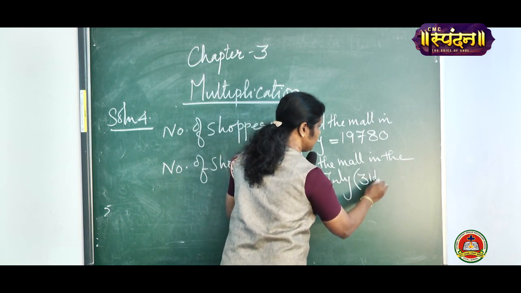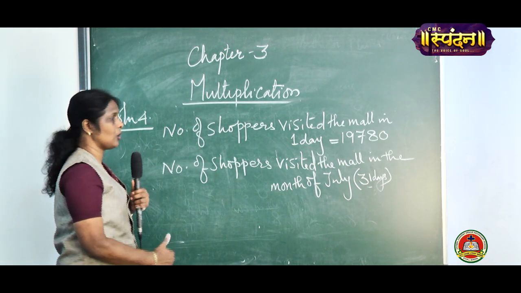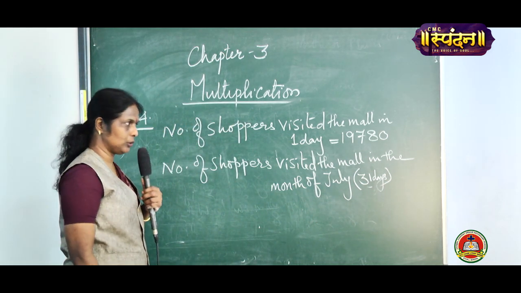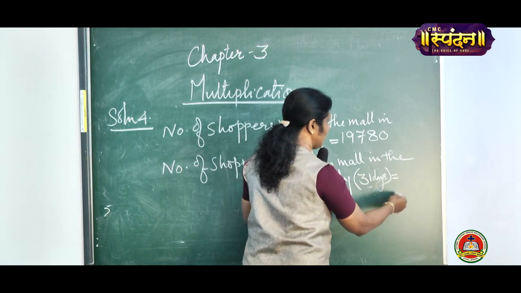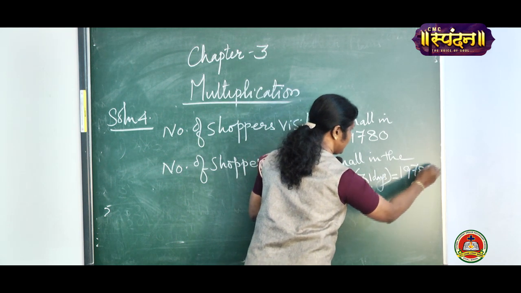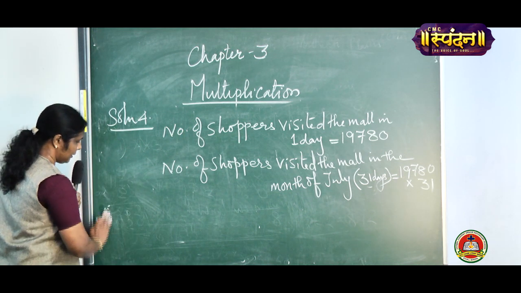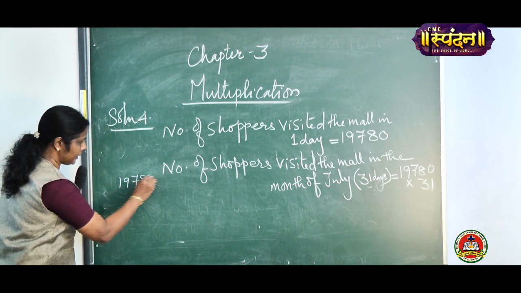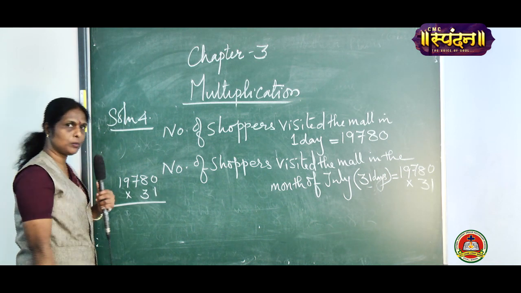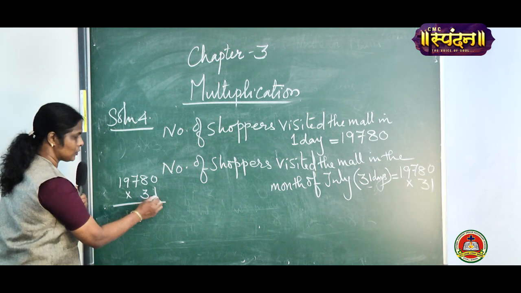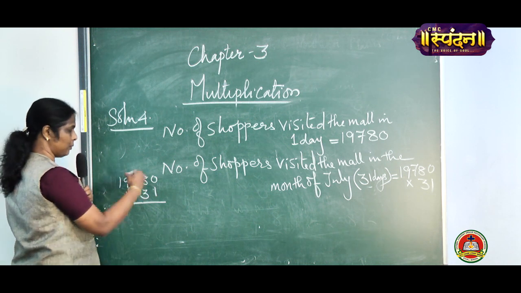So you have to find out how many people or how many shoppers visited the mall in the month of July. That means in those 31 days how many shoppers visited. How do we have to find it? 19,780 you have to multiply by 31. We will see the multiplication here. 19,780 you are going to multiply by 31. Here we are going to use three steps. First we multiply by 1, second we multiply by 3, then later on we add both the numbers.